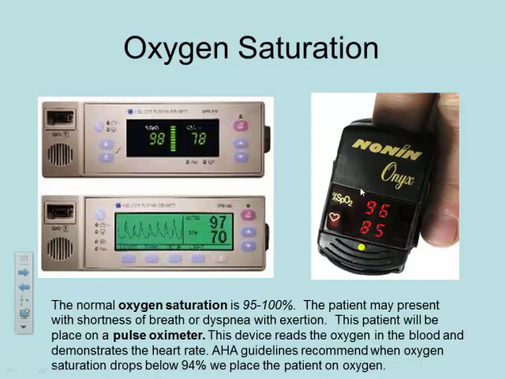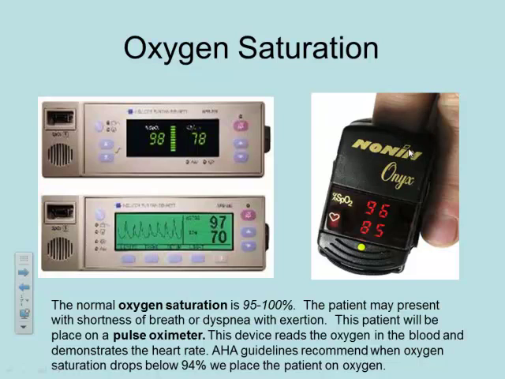If the patient presents with shortness of breath or dyspnea with exertion, the O2 sat can be altered, and this patient would be placed on a pulse oximeter. And you can see here in this picture, the one that clips right on the patient's finger.